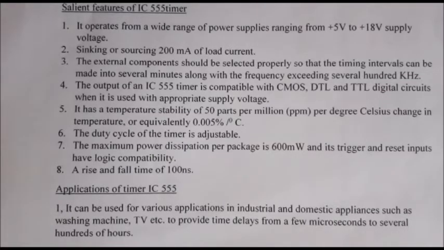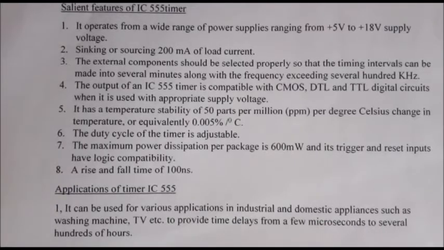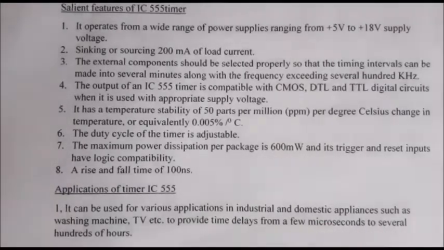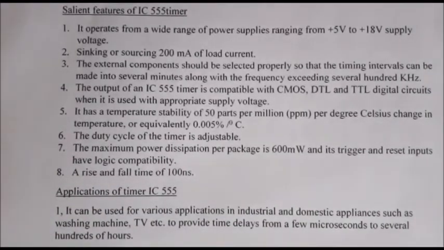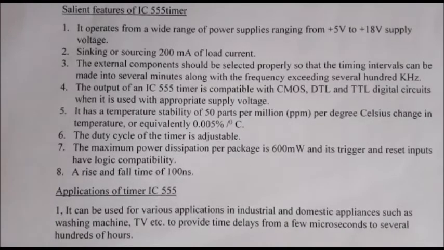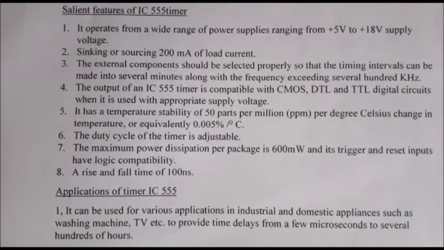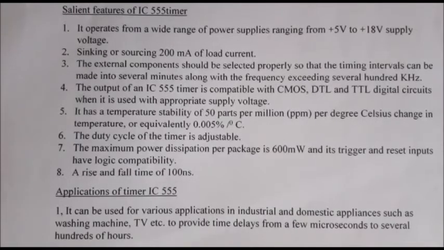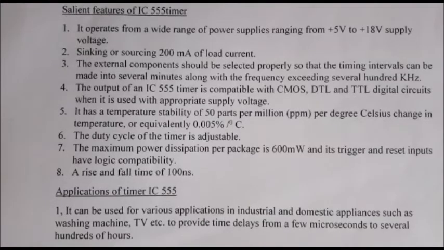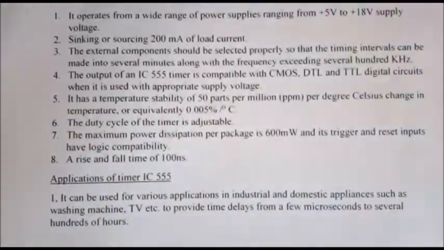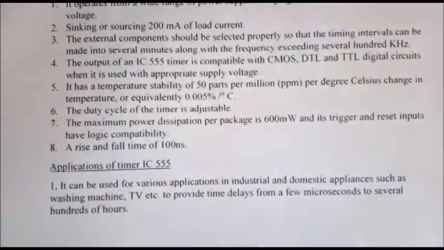Fifth point, it has a temperature stability of 50 parts per million per degree Celsius change, or equivalently 0.005% per degree Celsius. Six, the duty cycle of the timer is adjustable. Seven, the maximum power dissipation per package is 600 milliwatt and its trigger and reset inputs have logic compatibility. Eight, a rise and fall time of 100 nanoseconds. So you find this is a very small quantity, so it is a very sensitive timer.